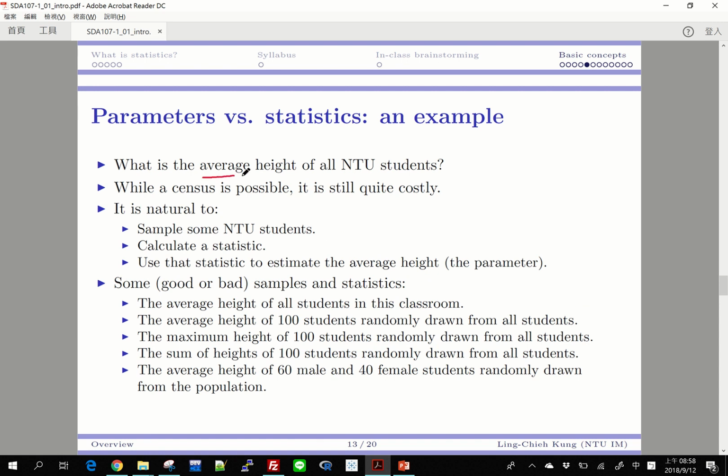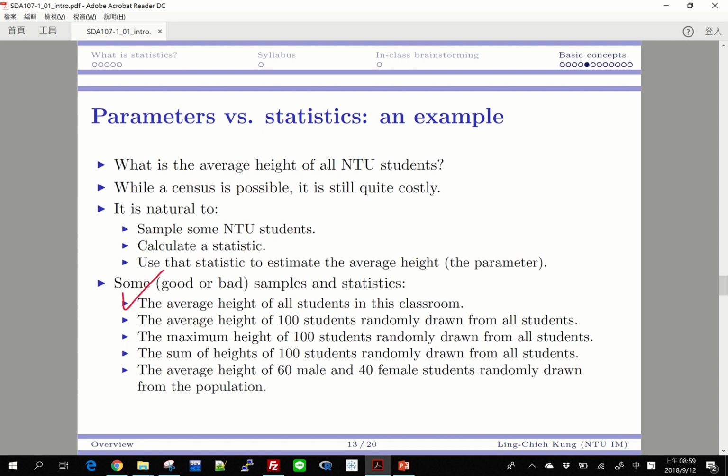So here is a quick example. If we want to talk about the average height of all the NTU students, while a census is possible, it's still quite costly. So it's very natural to sample some NTU students and then calculate a statistic and just use that statistic to estimate the average height, which is the parameter. So some samples and statistics may be good, some may be bad.